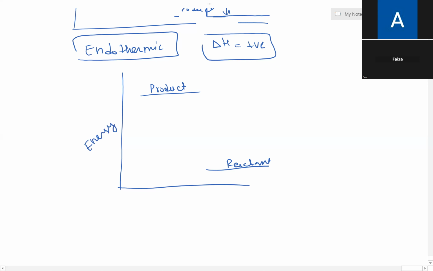And where will the delta H be now? Always from reactant to product. This is your delta H. Always from reactant to product, either it is up or down, doesn't matter. So this will be your energy level diagram.